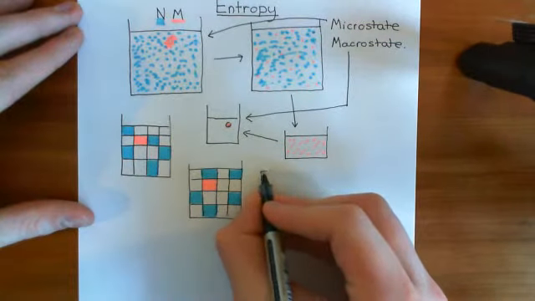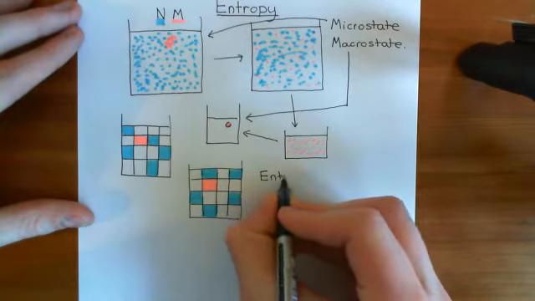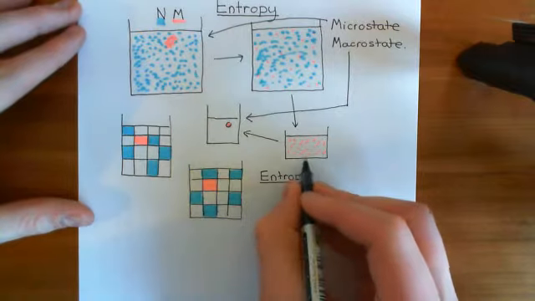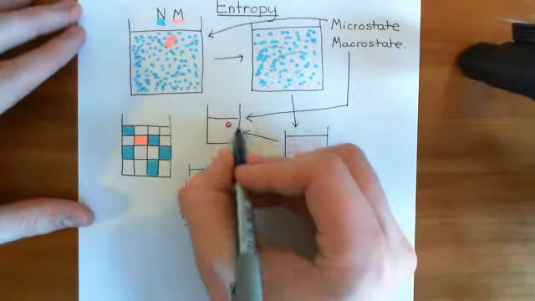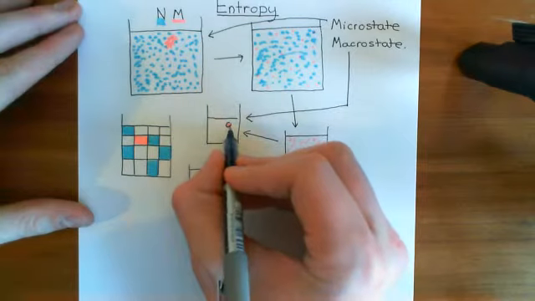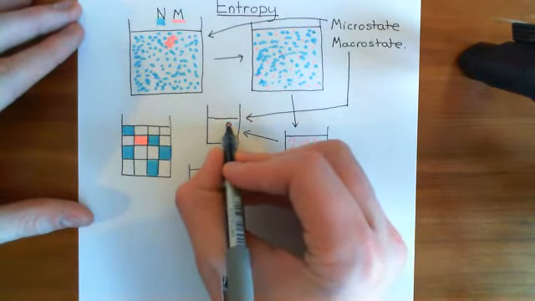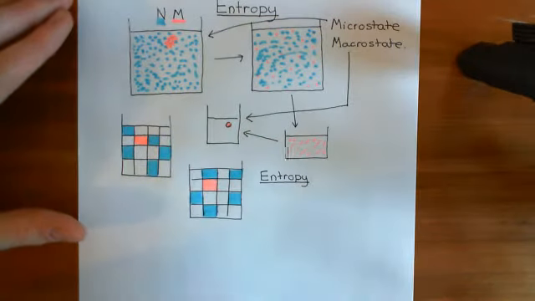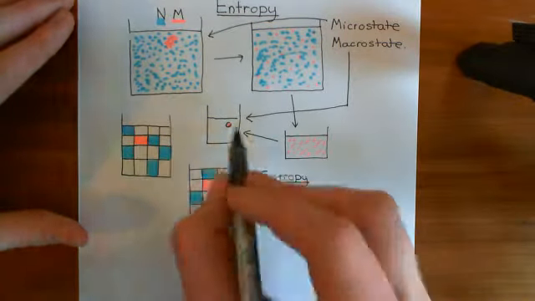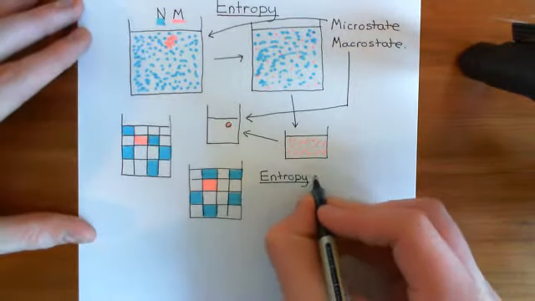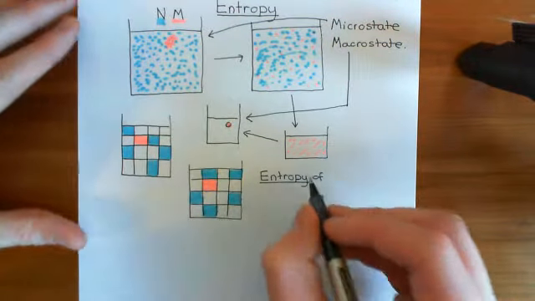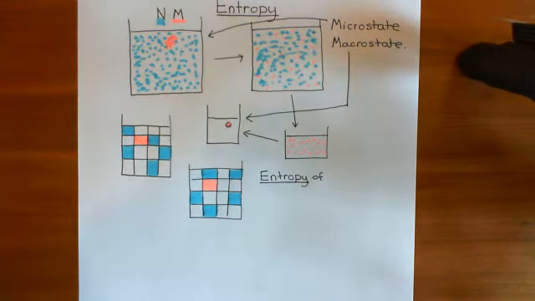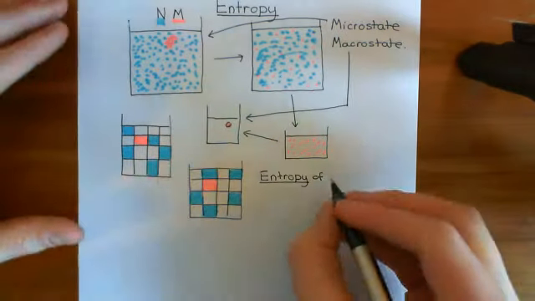Entropy is a concept associated with macrostates, not microstates. So basically you take this macrostate here, the macrostate where you have one red droplet with the transparent water around it, and you can say, what is the entropy of this macrostate? It's a concept that's associated with macrostates, and that's important to understand. It's not a concept that's associated with microstates.